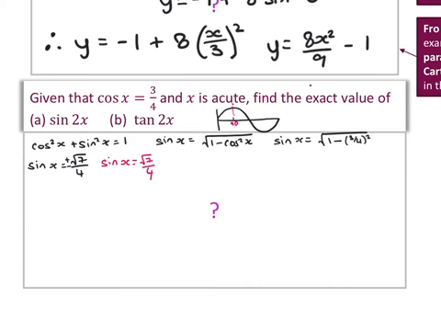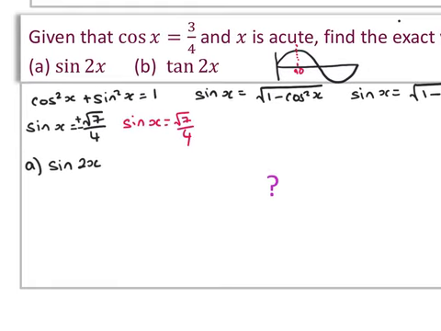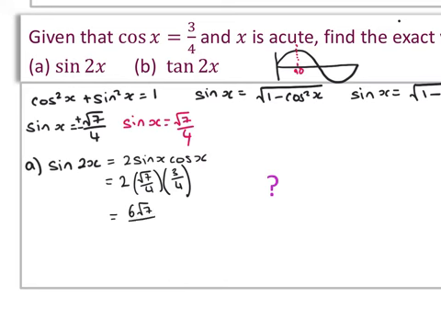Okay, so now we have what cos is, we have what sine is, we can get back to the actual question. So part A, we want to find sine of 2x. Now sine of 2x, we know it is 2 sine x cos x, okay? So this equals 2 sine x cos x, which is going to equal 2 lots of sine x, which is in fact root 7 over 4, and cos x is in fact 3 over 4. So we're going to have 6 root 7 over 16, which is in actual fact 3 root 7 over 8. So nice and simple. Now we've got all the information.